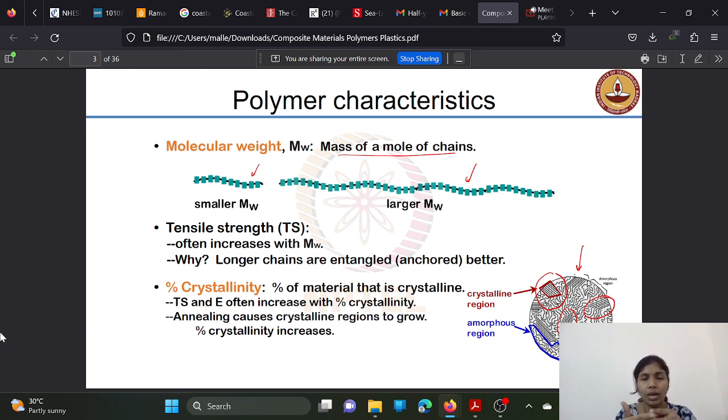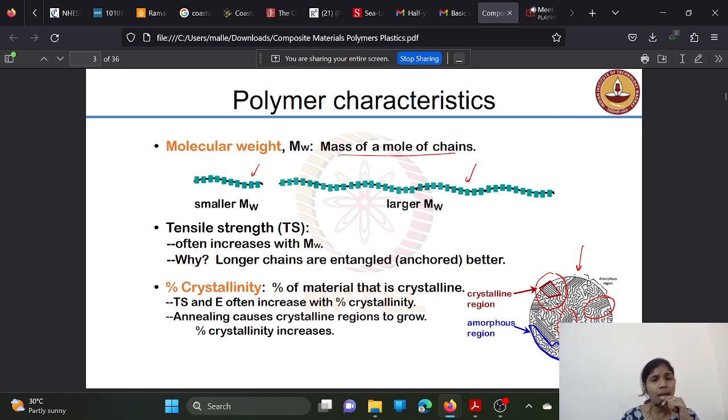For suppose if you have a larger length of some thread, and smaller length of thread, by increasing which length can we get the higher anchorage? Obviously by using the larger thread you can get better chances of anchorage. That's why with increase in molecular weight, tensile strength also increases.